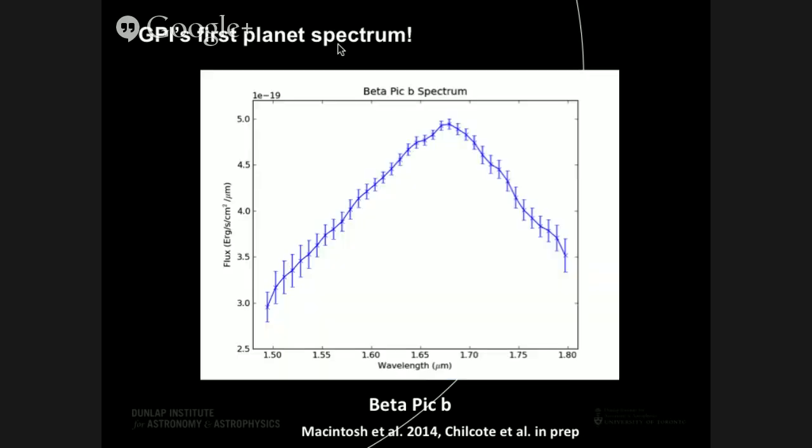And here's his spectrum. This is the first planet spectrum that GPI has gotten of Beta Pic. This is in H-band. Again, it's young, so it's looking pointy, triangular. And the analysis is ongoing to understand what we can say about the atmosphere of this planet as well. So this is hot off the presses, unpublished work.